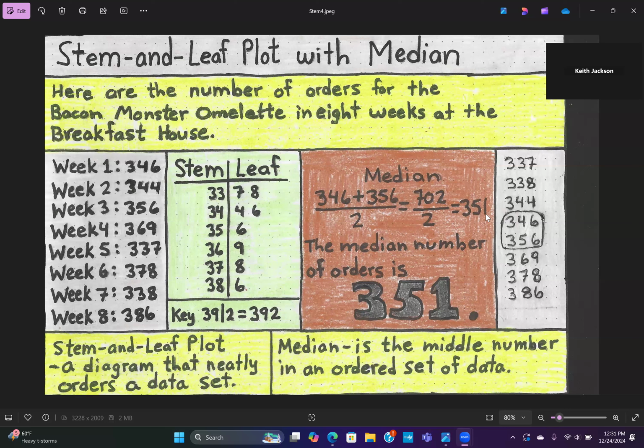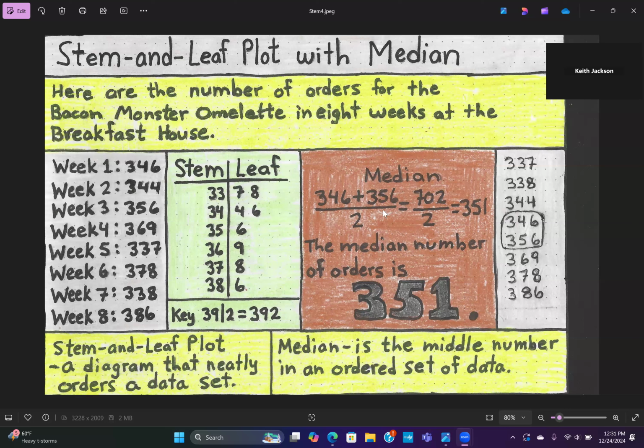And notice that 351 in this case is 5 more than 346, while it's 5 less than 356, letting us know that 351 is the number in the middle. It is the median.